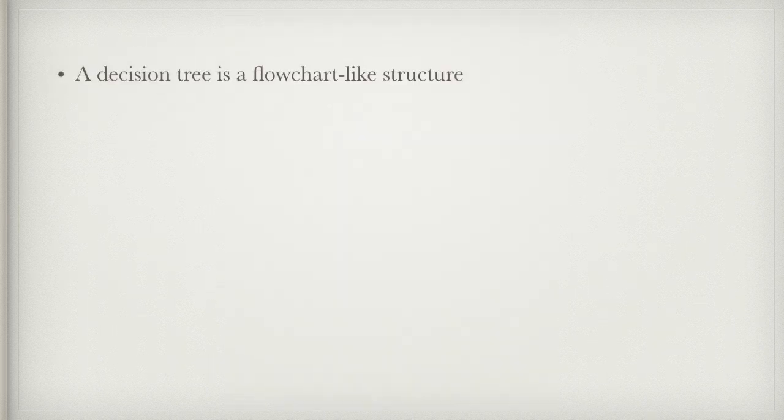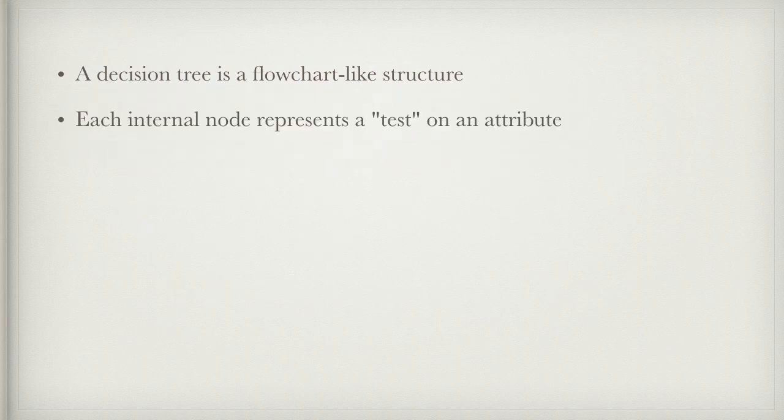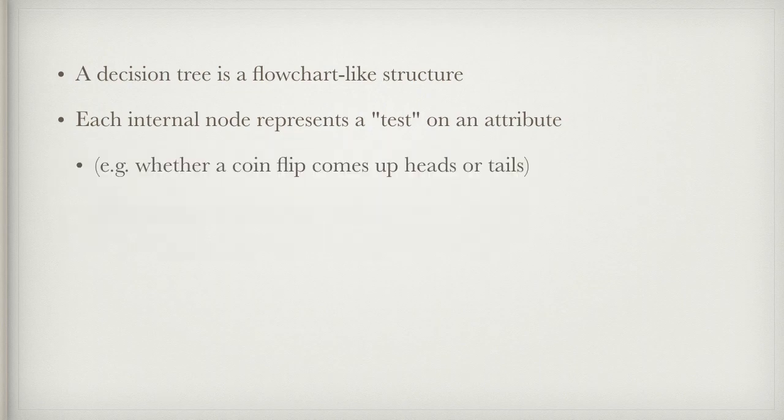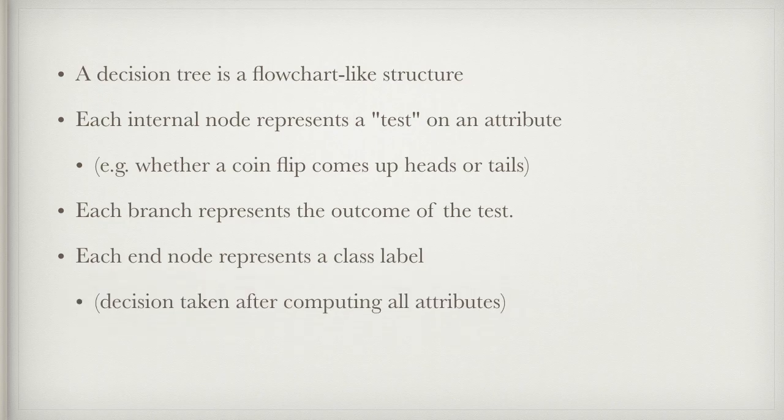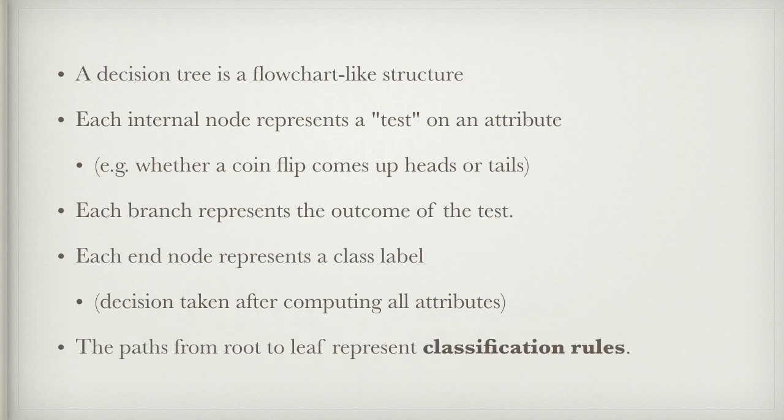A decision tree is a flowchart-like structure in which each internal node represents a test on an attribute, for example, whether a coin flip comes up heads or tails. Each branch represents the outcome of the test, and each leaf node represents a class label, which is a decision taken by the computer after figuring all the attributes. The paths from root to leaf represent classification rules.